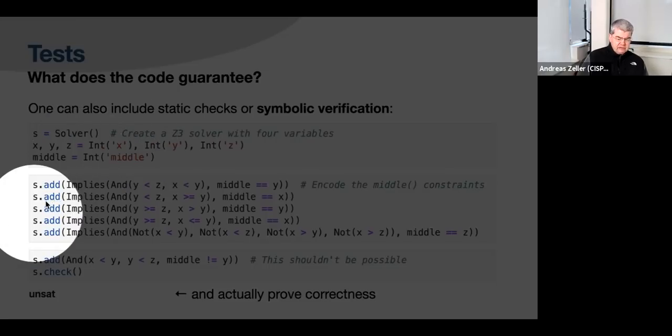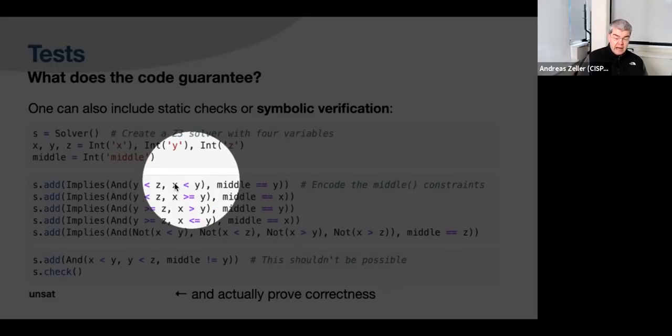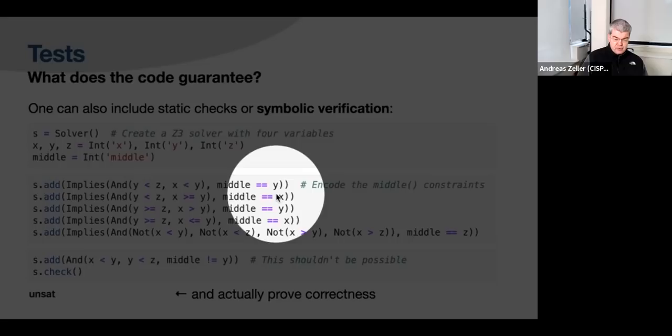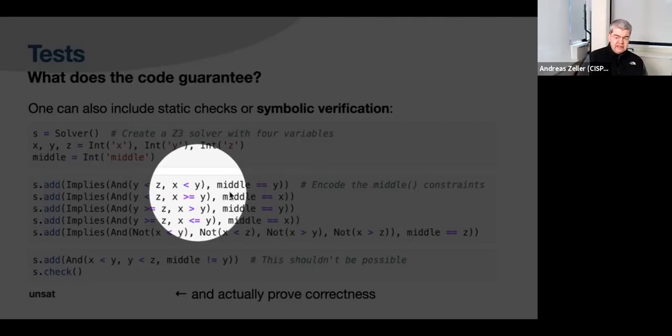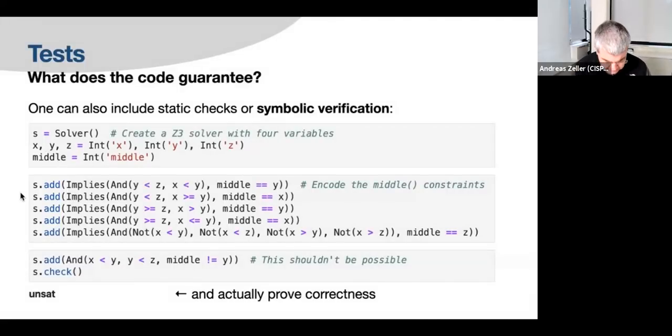And then we say, dear solver, here's a couple of constraints. For instance, we say that if Y is less than Z and X is less than Y, then middle should be Y. This is exactly the same as the if chain that we have in our implementation. And we're encoding one constraint after the other this way.